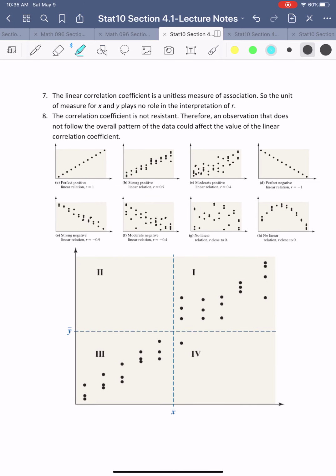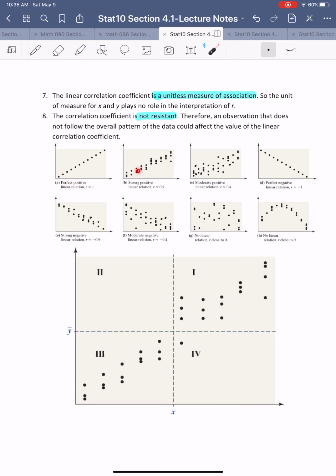Number 7, the linear correlation coefficient is a unitless measure of the association. So the unit of measure for x and y plays no role in the interpretation of R. Number 8, the correlation coefficient is not resistant. Therefore, an observation that does not follow the overall pattern of the data could affect the value of the linear correlation coefficient.